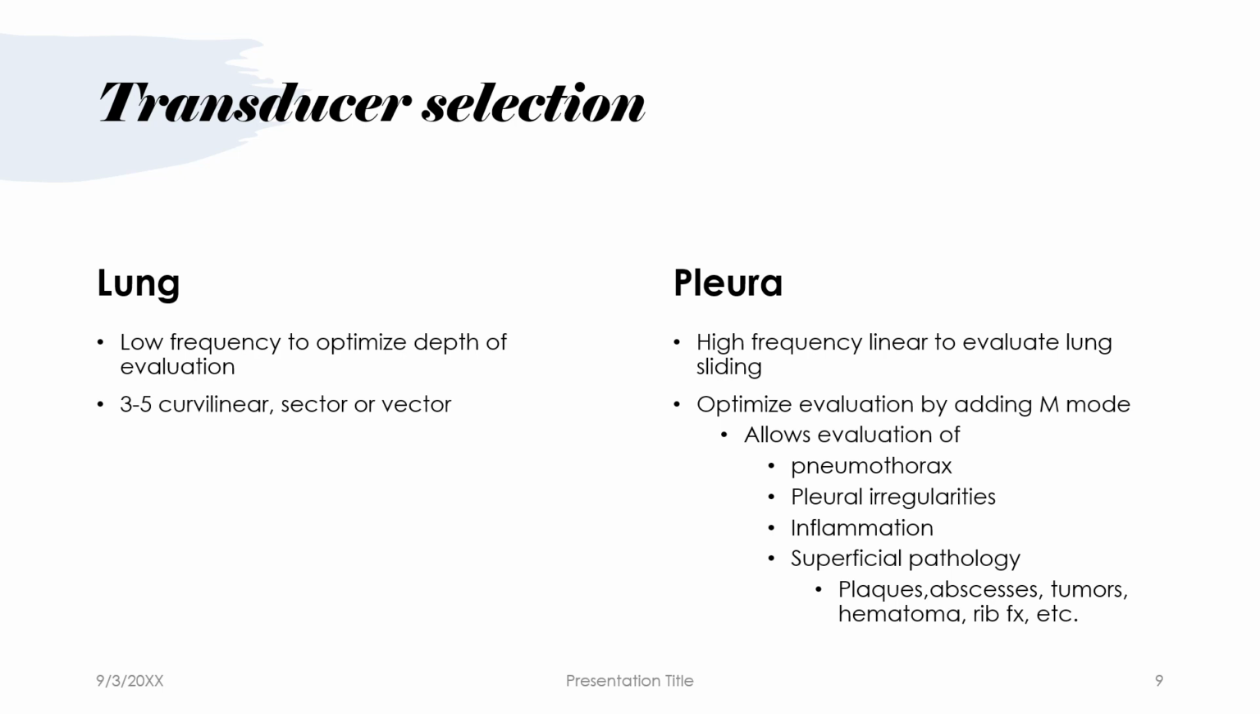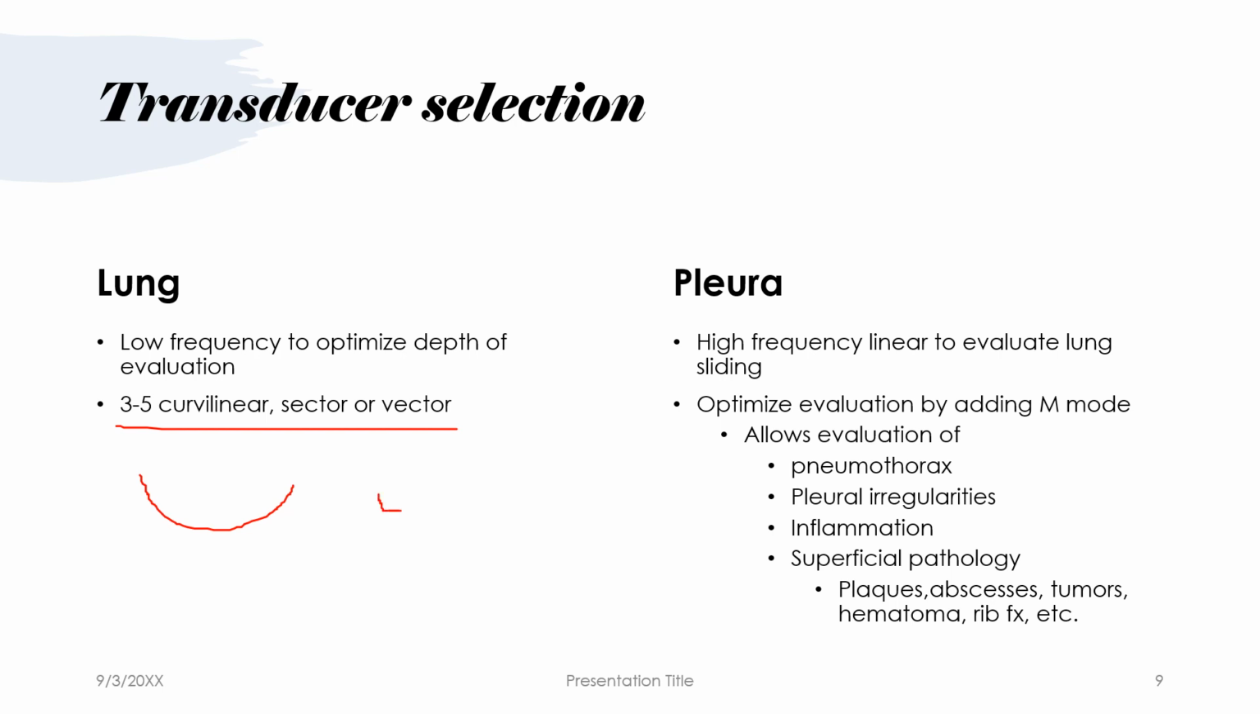When we're selecting transducers, it's going to depend on what you're hoping to see. If you're looking for lung consolidation, pleural effusion, anything that could be at a particular depth in the lung, you're going to want to go with a lower frequency curvilinear, sector or vector. And remember, our curvilinear is just what it says it is. It's a linear probe arranged on a curve.